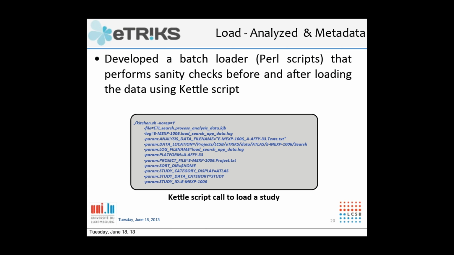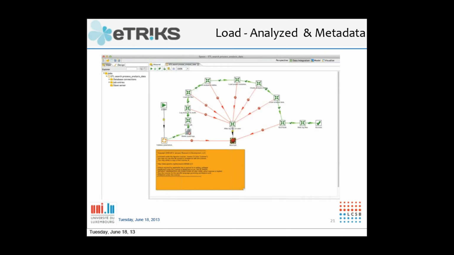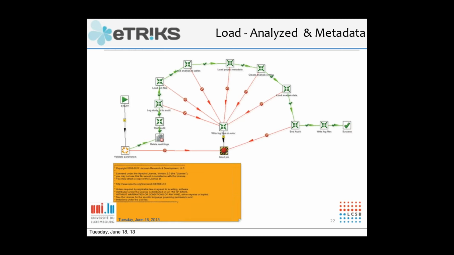Then we are using the kettle scripts. So this is an example kettle call to load analyzed data into the system. And then after loading the data into the system, it does some checks whether the loading went through or if there are any errors. If there are errors, it will tell us something went wrong, and go and check. So it will give the logs. As shown before, when you open the kettle script in Spoon, you can see all the steps. Sometimes it's complicated.